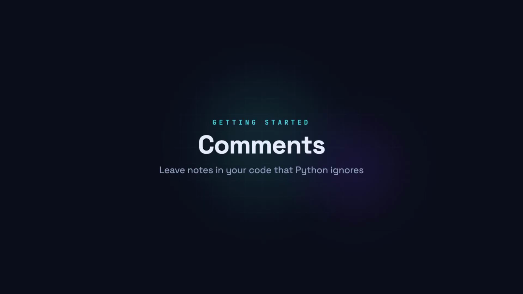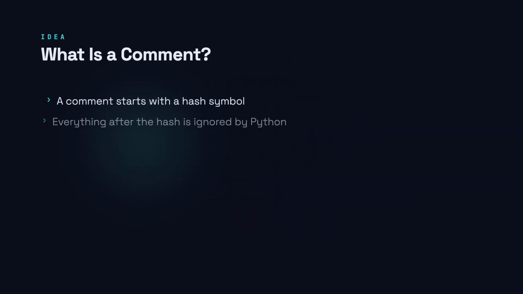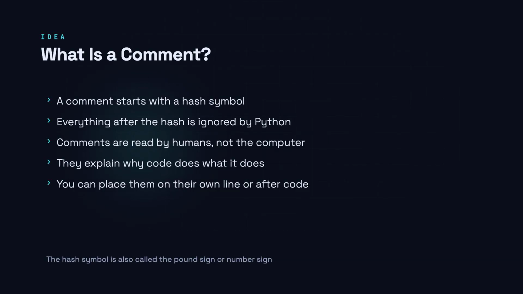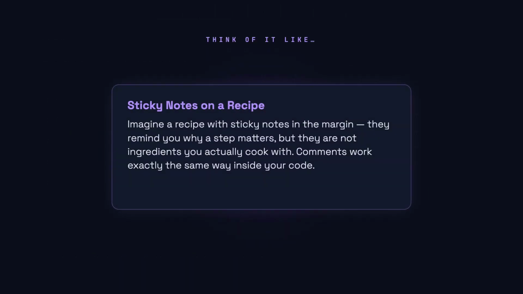In this lesson, we are looking at comments, a simple but powerful tool that lets you leave plain English notes right inside your Python code. A comment is a line, or part of a line, that Python completely skips over. It exists purely for you and anyone else reading the code. Think of comments like sticky notes scribbled in the margin of a recipe. They help the cook understand the dish, but they never end up on the plate.